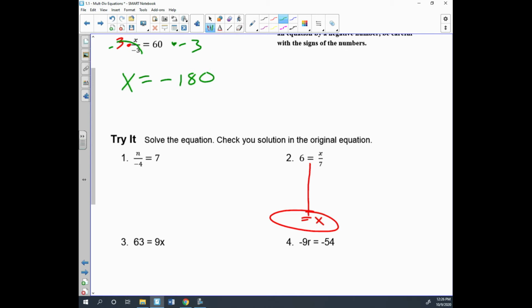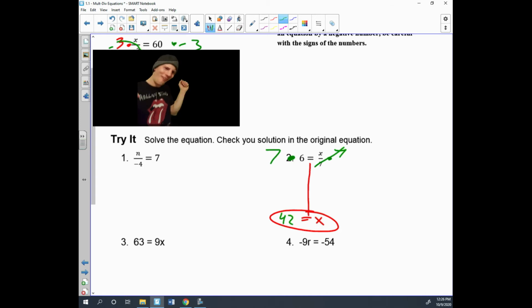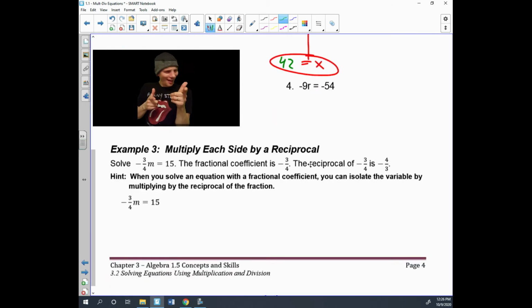So how do I get rid of divided by 7? I, of course, multiply it by 7 because those are inverse operations. And so I times by 7 over here to cancel those. That gives me 42. I've got the right answer. Woohoo. All right, so shouldn't be that tricky. Hopefully we're kind of getting the hang of it.